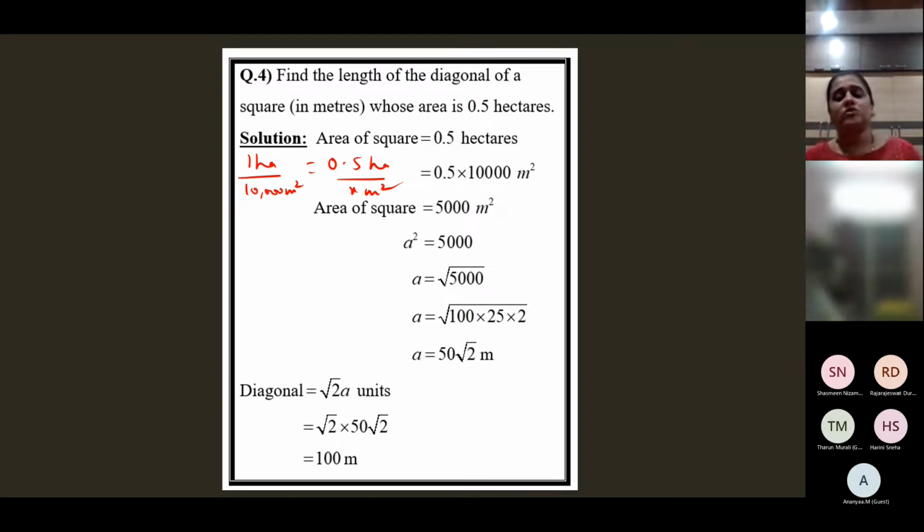So area is 5,000, a square. Area means a square. Area of the square is 5,000. So I found a, and then diagonal is root 2a. Root 2 into 50 root 2 is 100 meters. Or you can directly do this.